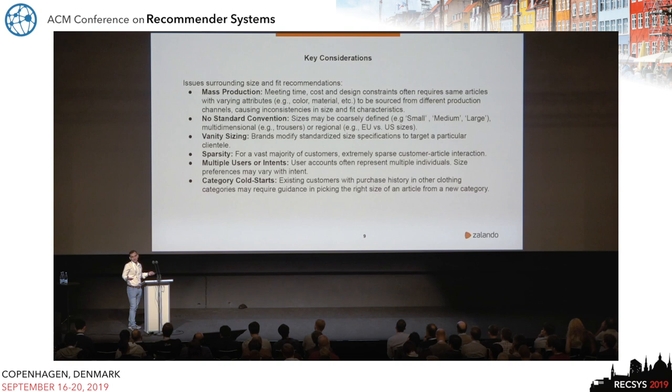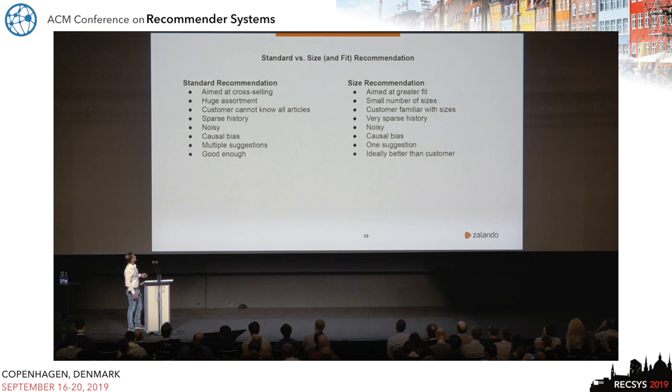So this is a comparison if you think of standard recommendation versus size recommendation. What you see is that standard recommendation is aimed at cross-selling, whereas we want to predict fit, the size which fits best. In the recommendation of a unit assortment, here you have a small number of sizes. Of course, the customer cannot know the whole assortment, but the customer can be familiar with all the sizes that are out there.